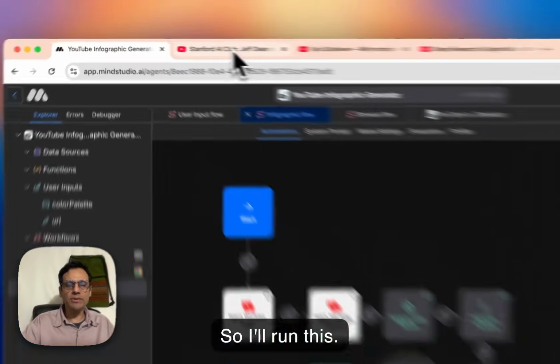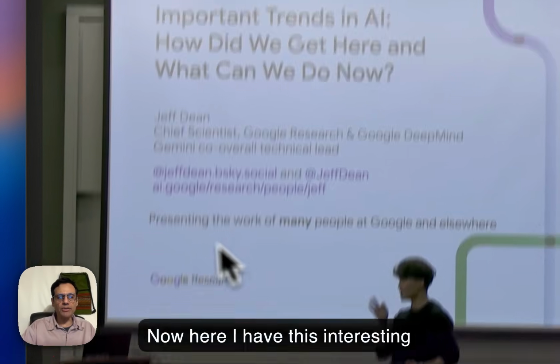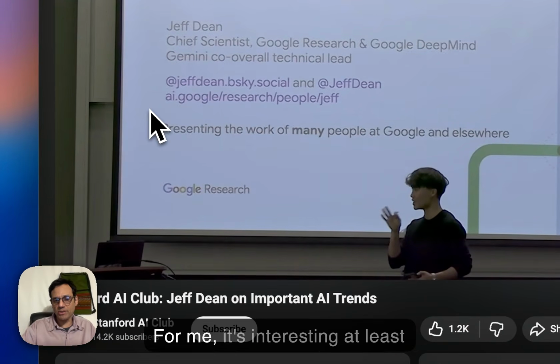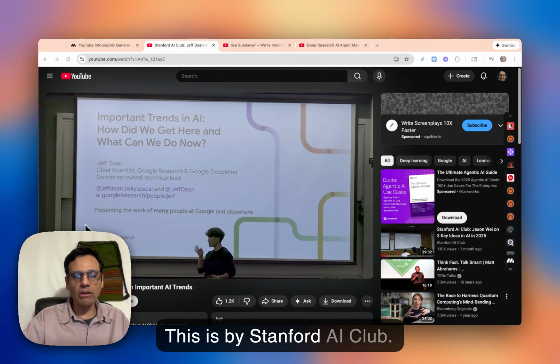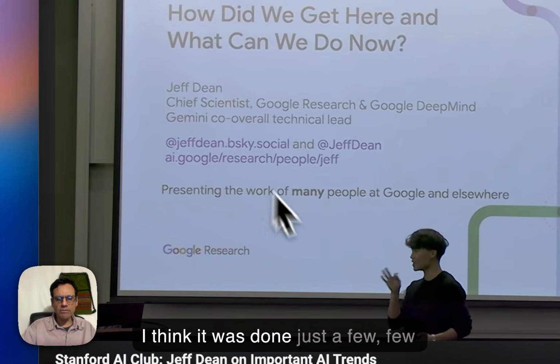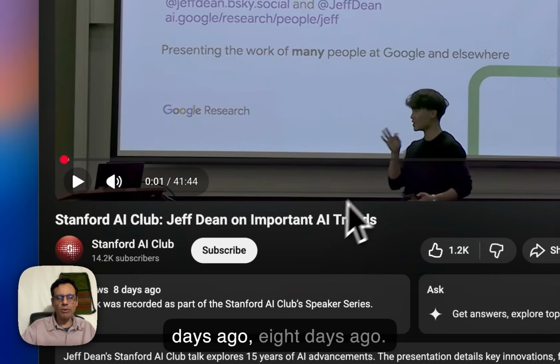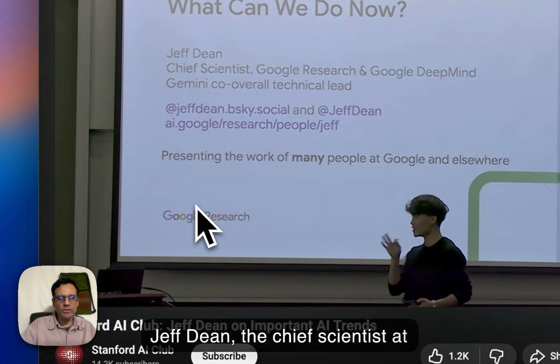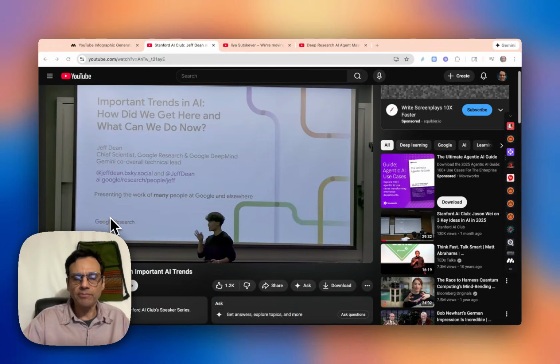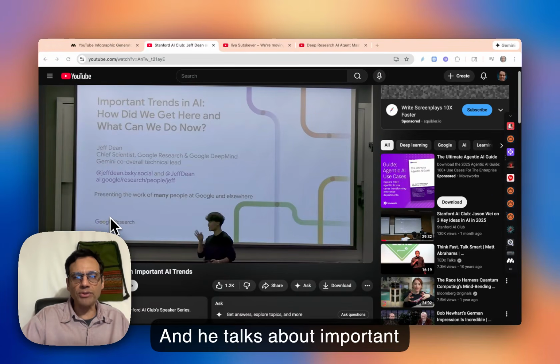So I'll run this. Now here I have this interesting topic. For me, it's interesting, at least, about AI. This is by Stanford AI Club. I think it was done just a few days ago, 8 days ago. And the guest happens to be Jeff Dean, the chief scientist at Google Research and Google DeepMind. And he talks about important trends in AI.